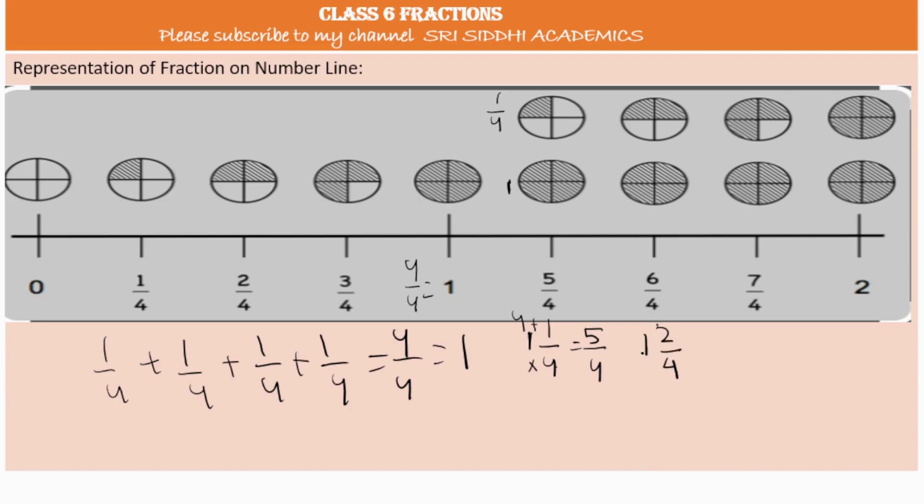1 2/4, yes. So it will be 6/4, right? 6/4. This is 1 3/4, which is nothing but 7/4. And here it is 1 4/4, which means 1 plus 1, which is 2. Means 2 complete circles, 2 completely shaded circles. So this is how you represent fractions on number line.